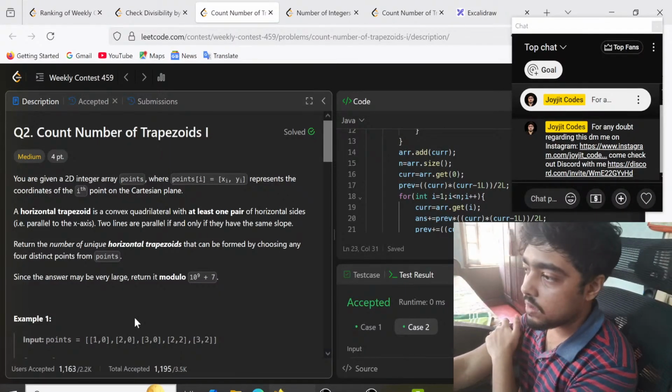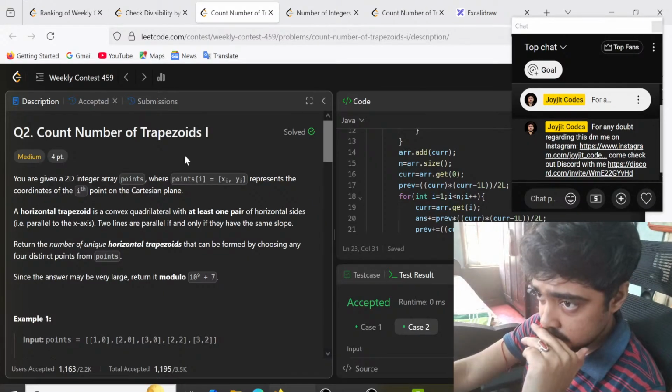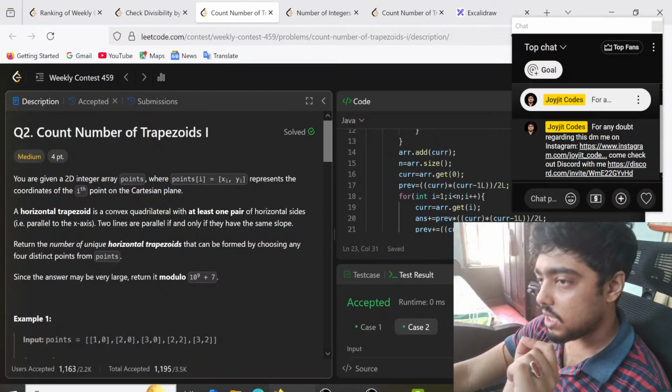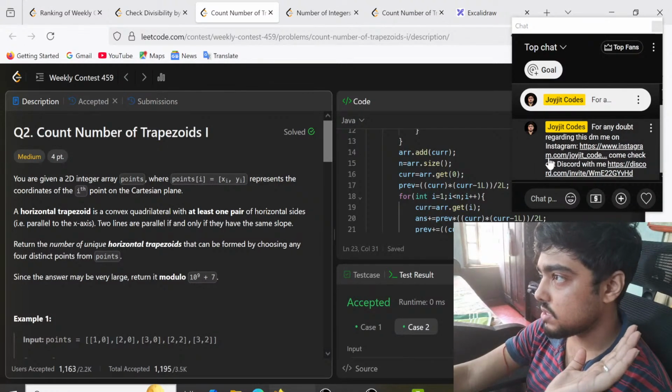Okay. So let's understand what this question is telling us. Count number of trapezoids 1. You're given a 2D integer array points where points[i] is equal to [xi, yi]. Okay, you're given some points.